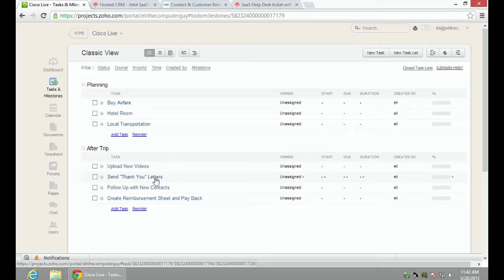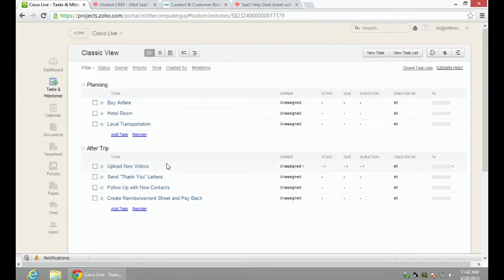Send thank you letters. So anybody that I met at the event that has special appreciation, that's an actual task to make sure I do it. Follow up with the new contacts. So again, when I went to Interop, I met a lot of interesting people, about 15 or 20. So make sure I continue to follow up with them and don't lose that contact.